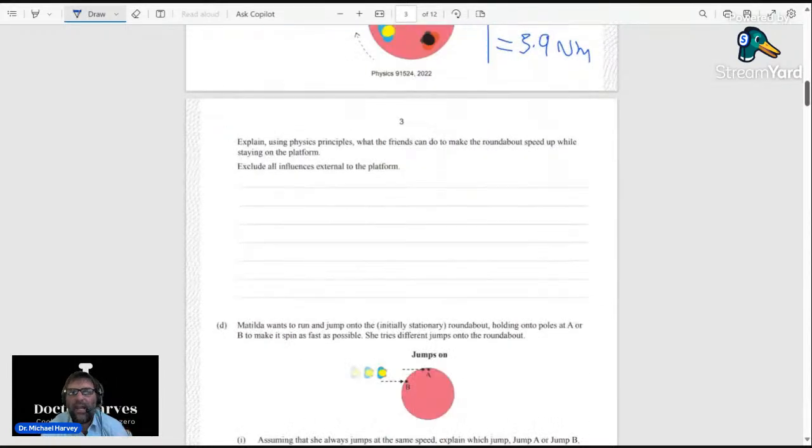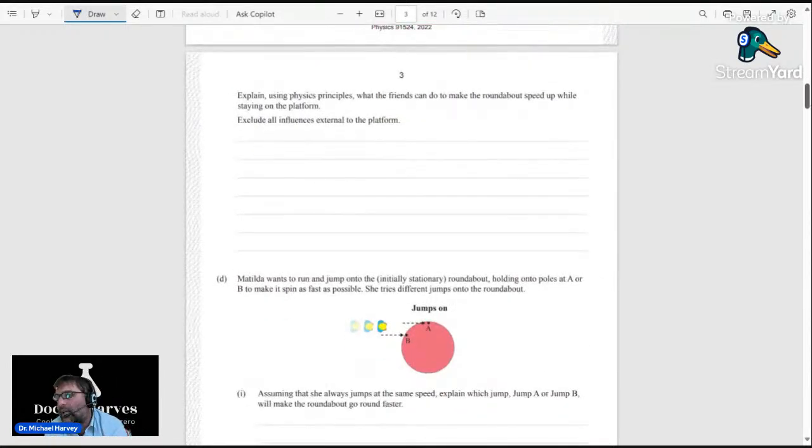Okay, so this is going to be the X component now, discussion around explaining, because explaining questions are always where the excellence points lie. Using physics principles, what can the friends do to make the roundabout speed up while staying on the platform, excluding all influences external to the platform. What you're looking at is you want to reduce the distance they are from the center of the turntable, moving towards the center.